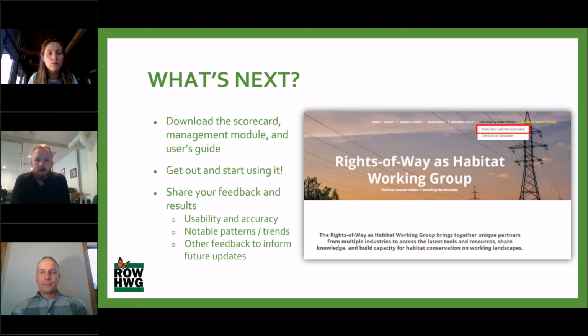There's a couple of places where you can access it, but probably the most straightforward is if you go to the main Rights of Way as Habitat Working Group website, and then under Tracking and Monitoring, you select Pollinator Habitat Scorecard, and that will bring you straight to a dedicated page, and there's quite a bit of information there and some resources about the scorecard. For those of you who are familiar with the Monarch CCAA toolkit, you can also find the scorecard there as well.